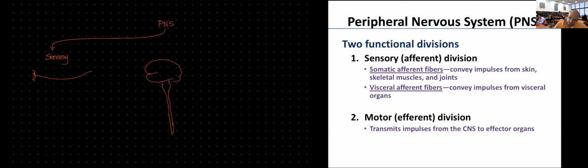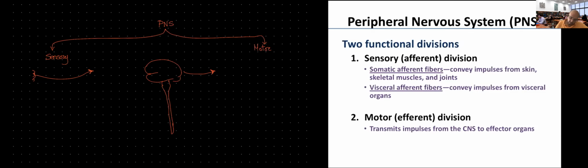And I have the motor nerves that will be conducting the signals from the brain and spinal cord to the effector organ. So here, I am sending from the receptor to the central nervous system. The motor nerves are going to be conducting the signals from the central nervous system to the effector organs, either muscles or glands.